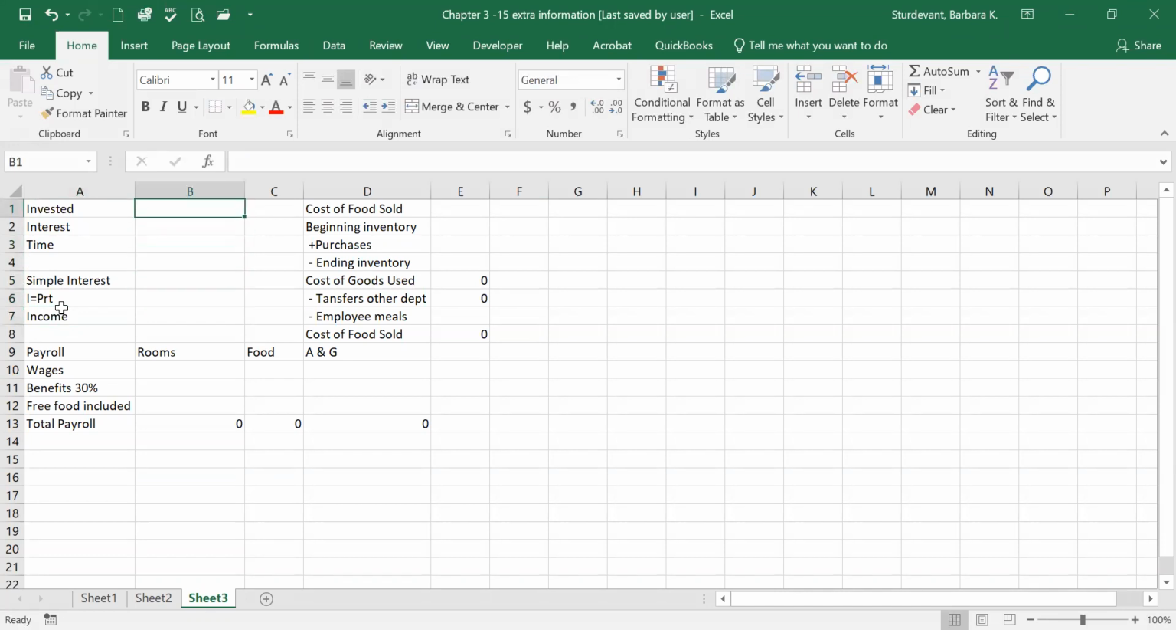So they invested 100,000 at 8% on April 1st. Okay, so what are we gonna do? 100,000, right? Times 0.08, be careful with that. 0.08. Okay, and then times what?